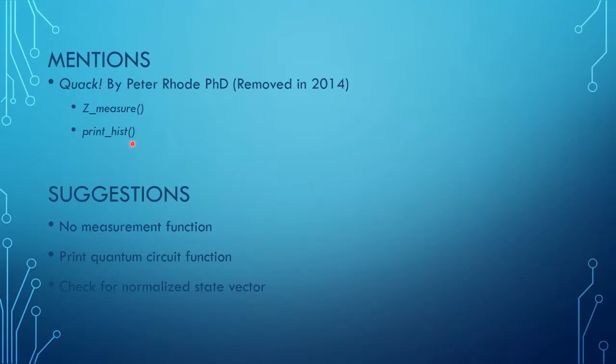However, Quack still influenced me to make these suggestions for the simulator that we are currently looking at. The z measure function would be a great measurement function to add to the current simulator, as well as this print the quantum circuit function. One way you could maybe do the z measure function is to use a random number generator and correspond it to the probabilities that we're working with to create a random measurement. And finally, the last suggestion was to check for a normalized state vector to ensure that the user is not putting in an illegal state for the qubits.